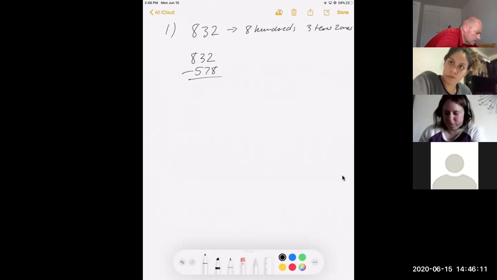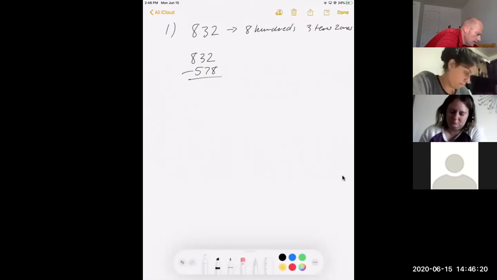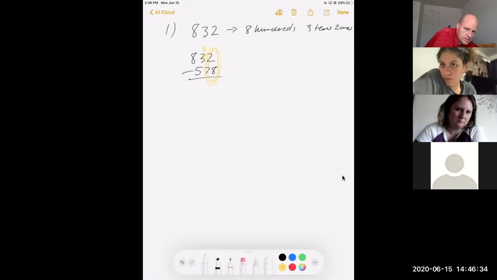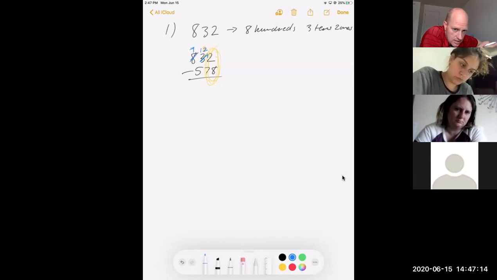So 832 is 8 hundreds, 3 tens, and 2 ones. But if I want to take 8 ones from 2 ones, I can't do that. So I have to get a 10 from the 3 tens here. So when I do that in my algorithm, I break up the 3 tens into 2 tens and 1 ten, and put that 1 ten with the 2 ones. So we have 12 ones. Then I can subtract 8 from 12 ones, yes. But in my tens, I need to subtract 7 tens from 2 tens, and I can't do that either. So I break up one of the 8 hundreds, now I have 7 hundreds, and one set of 10 tens. So that's where the 10 and the 12 come from in the tens column.